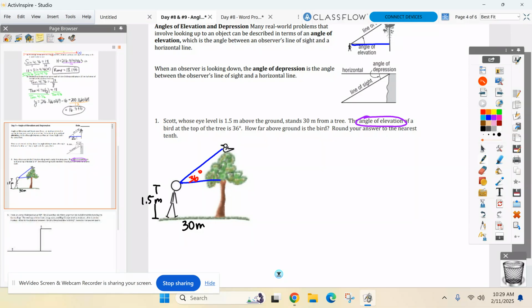Angle of elevation, I'm looking up at something. And then how far above the ground is the bird? Okay, how far above the ground is the bird? So bird to ground, what's my distance here? All right, let's talk. Do you see a right triangle that can be formed here? Do we see a right triangle? By connecting the vertical distance here from the bird to the end of his eyesight.